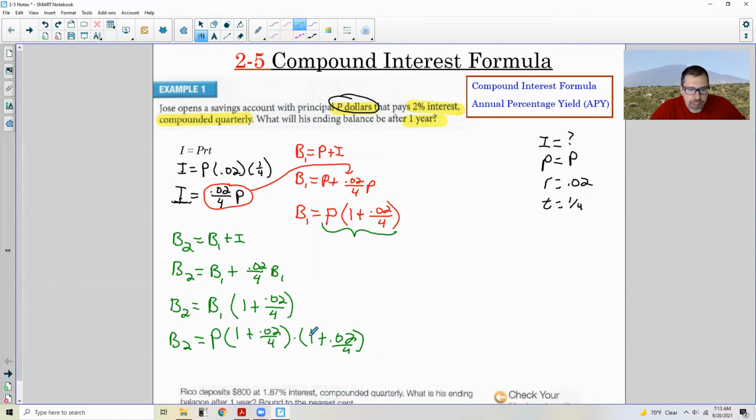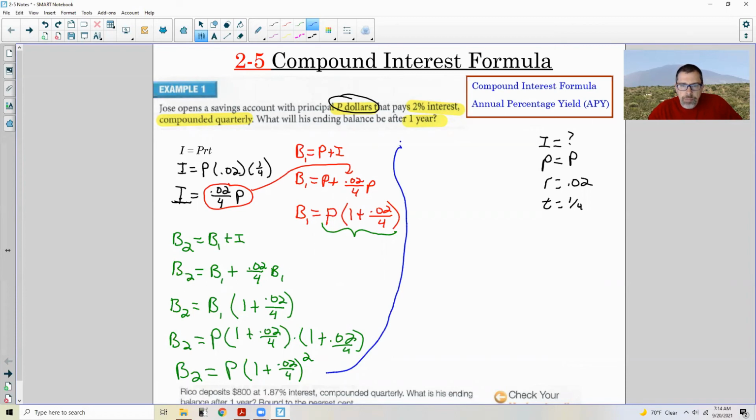And now I have the same thing. So now I can simplify B sub 2 as being principal times 1 plus 0.02 over 4 quantity squared, because something times itself is squared. Okay, so we're adding on, and we're going to do it one more time. Okay, so now we're going to work up here. And now we're going to find B sub 3.